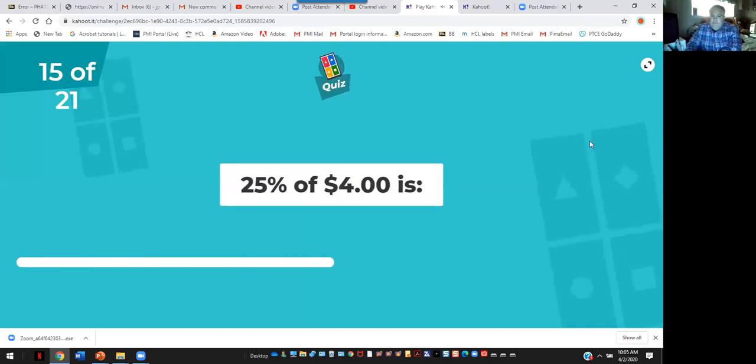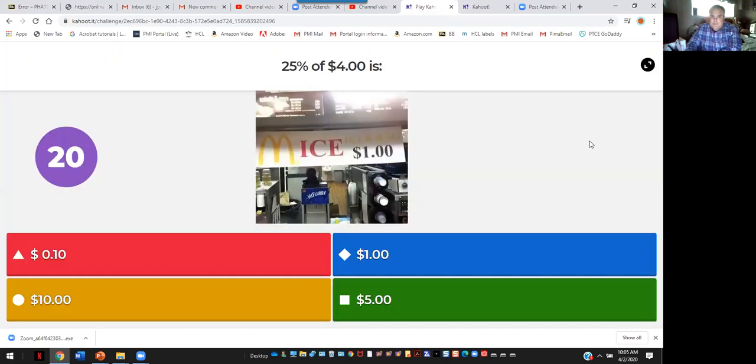What is 25% of $4? Mice cost $1. For 25%, you're going to multiply $4 times... convert the percent to a decimal, 0.25 times 4, $1. You can get a bag of mice.